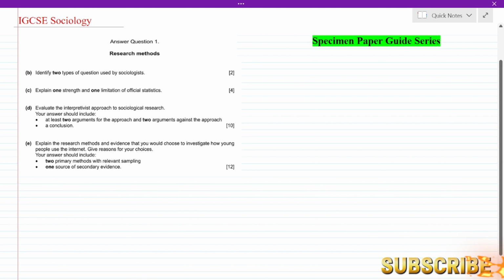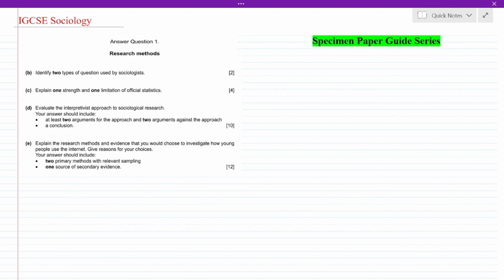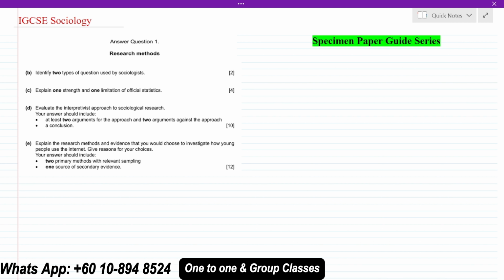Now move on to part D, and part D is saying that evaluate the interpretivist approach to sociological research. Your answer should include at least 2 arguments for the approach and 2 arguments against the approach, and then you have to draw a conclusion.